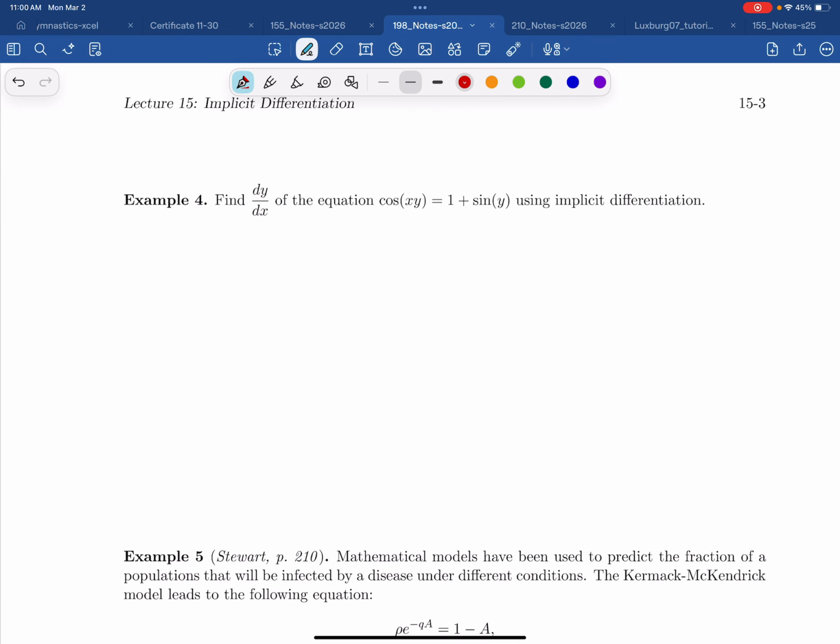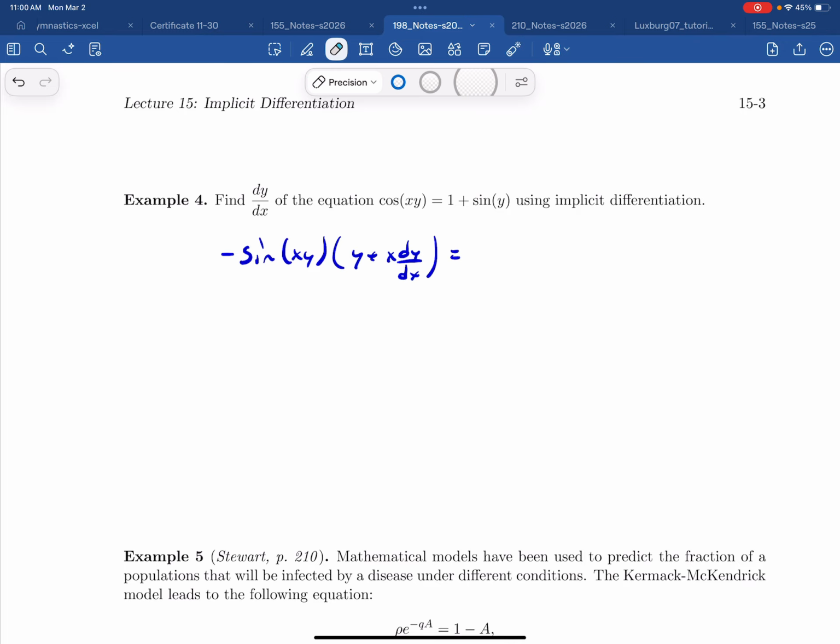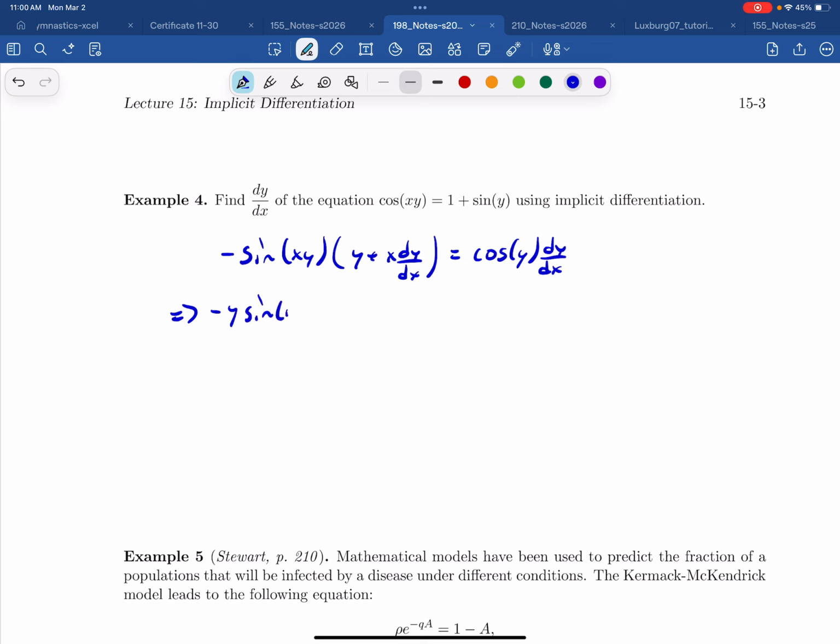One more example, just to see how quickly we can do this guy. Implicitly differentiate. Take the derivative of the outside, leave the inside the same. And here we actually have a product rule. And then this is going to equal 1 goes away. We get positive cosine of y times dy over dx, because, again, we're using the chain rule. And so if we distribute the negative sign, we get negative y sine of xy.